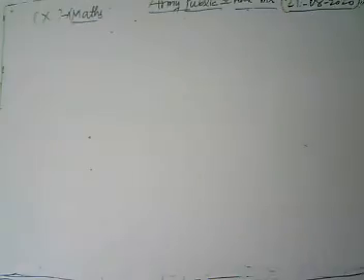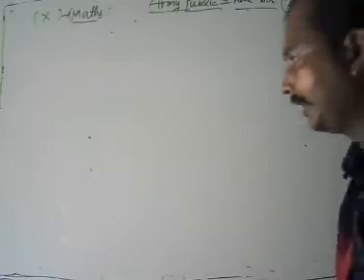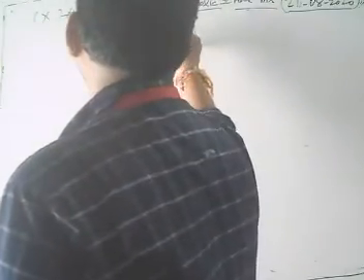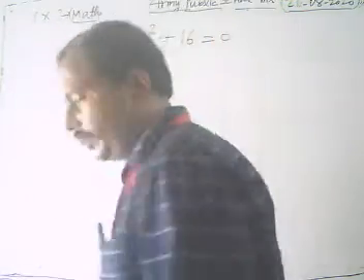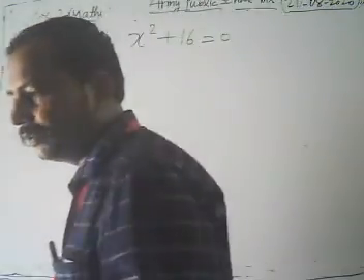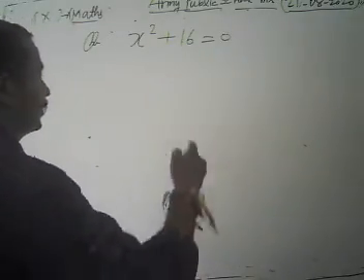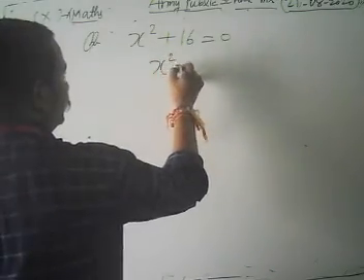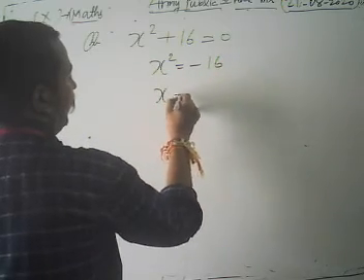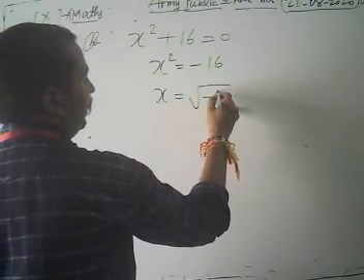We are going to take the next question. Find the roots of the following quadratic equations by factorization method. One of the questions is x square plus 16 equal to 0. Now we have to find the solution by factorization method. Look, x square plus 16 equal to 0, then x square equal to minus 16, then x is equal to under root minus 16.